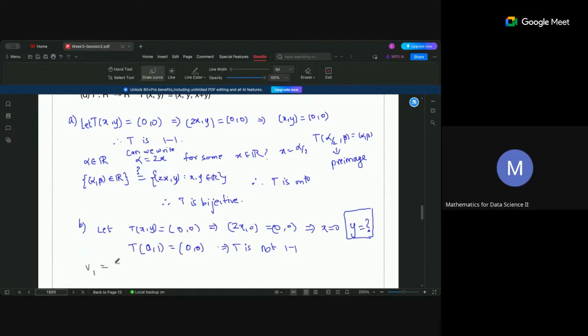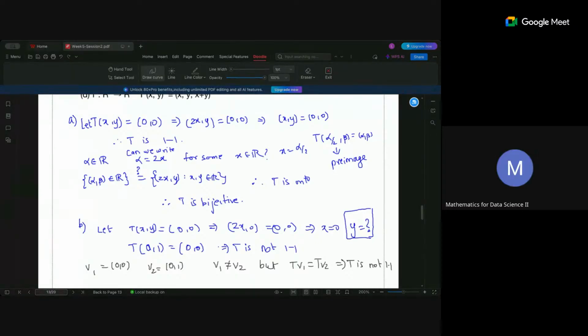For example, here v1 is 0, 0, v2 is 0, 1, right? v1 is not equal to v2, but T v1 equals T v2. Both are 0, 0. So this means T is not 1 to 1. Clear? The girl who asked, is your doubt clear? Okay.